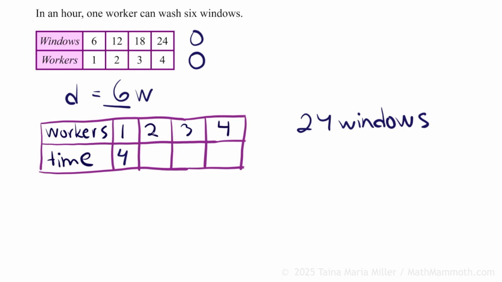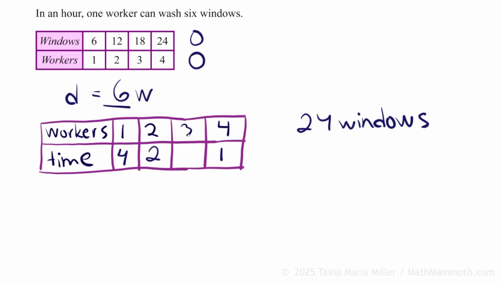And 2 workers can wash 12 windows in 1 hour, so they will take 2 hours to wash 24 windows. And 3 workers can wash 18 windows in an hour. That's not going to go evenly here. Let's skip that for the moment. 4 workers can wash exactly 24 windows in an hour. Yes. So we see an interesting relationship here. Is it gonna be proportional? Once again, no, because when this doubles, this does not double, it actually gets halved.